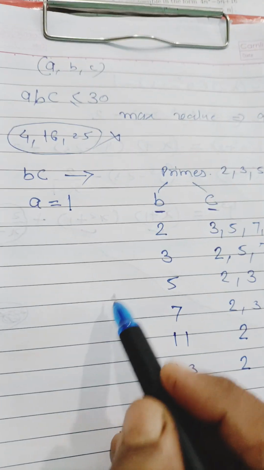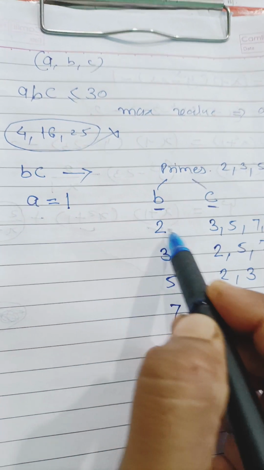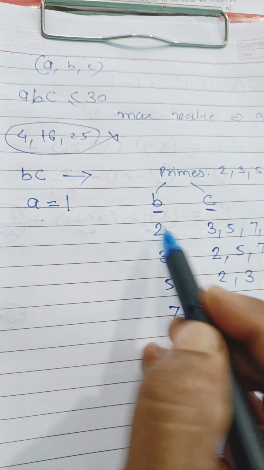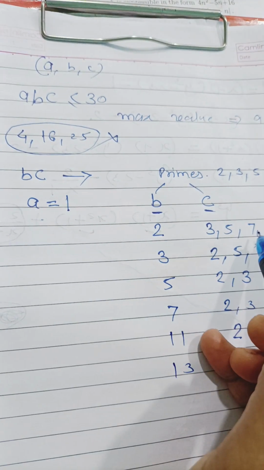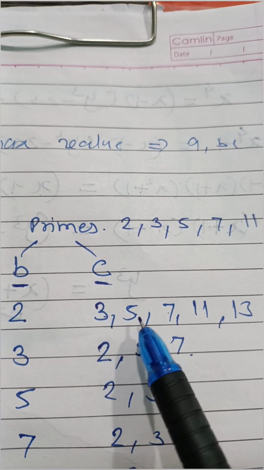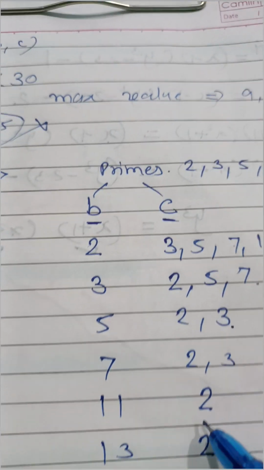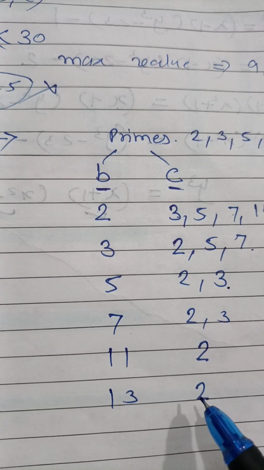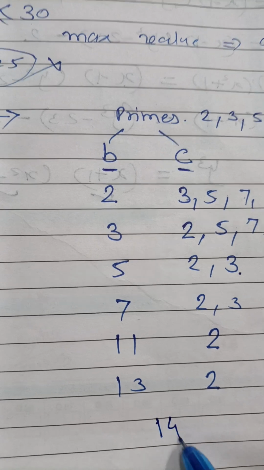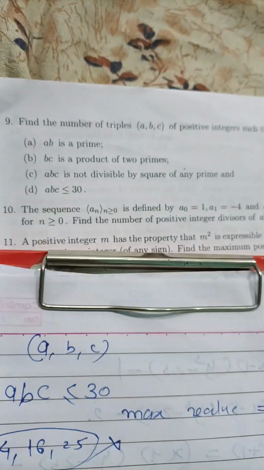Okay. So in this way triples will be 1, 2, 3. This is 1. 1, 2, 5. 1, 2, 7. In this way we will get 1, 2, 3, 4, 5, 6, 7, 8, 9, 10, 11, 12, 13 and 14. And hence a total of 14 triples we will get under these 4 conditions.